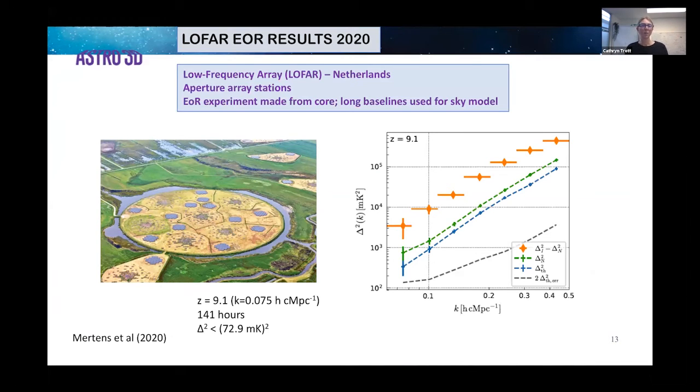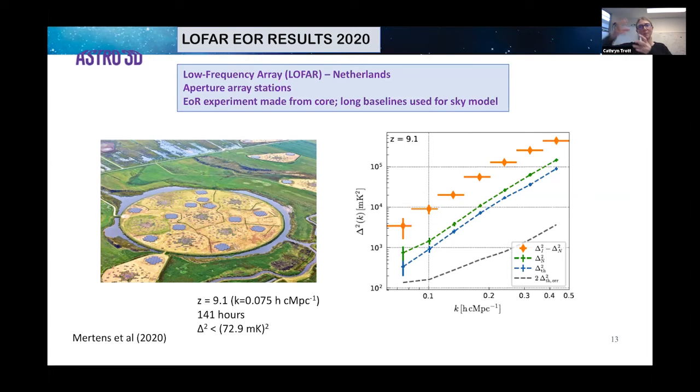LOFAR is like the MWA. It's in the Northern Hemisphere. It's made from these individual aperture array tiles, and it's a general purpose instrument. And so it suffers from a lot of the systematic problems that we have with the MWA. Nonetheless, in the same week that we published results last year, they published some very competitive limits at redshift 9.1. So this is now adding another little piece of the puzzle.